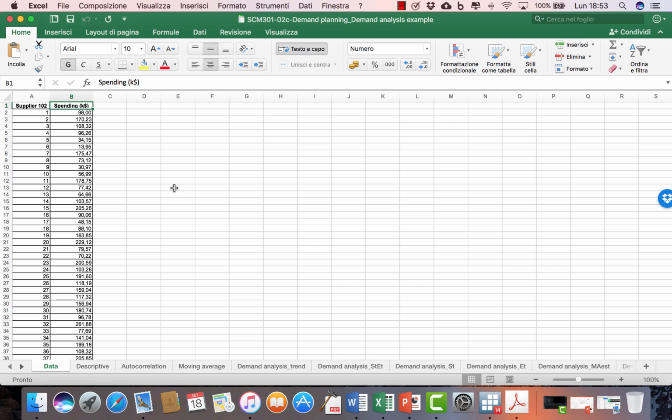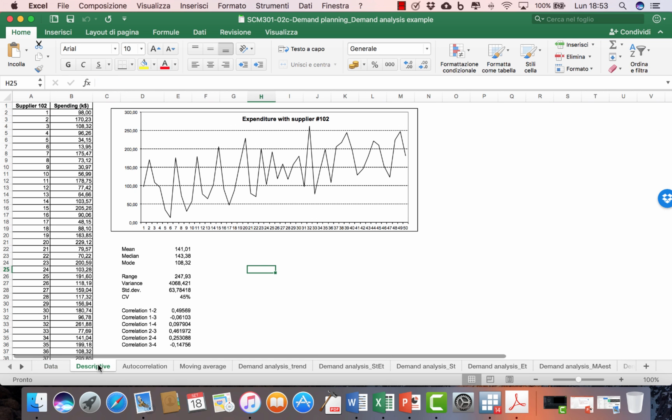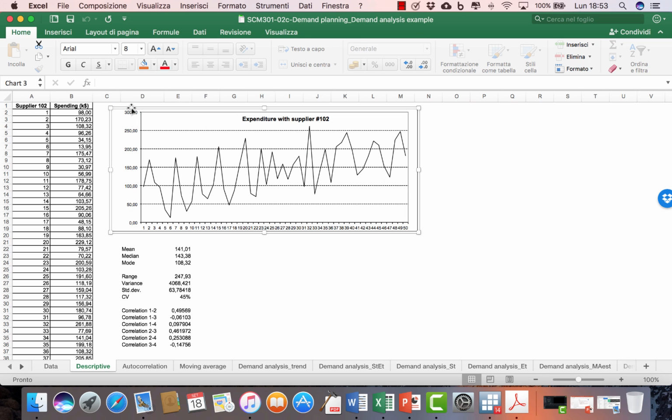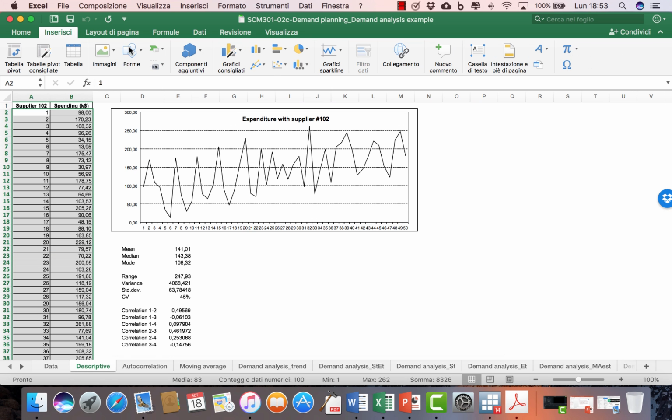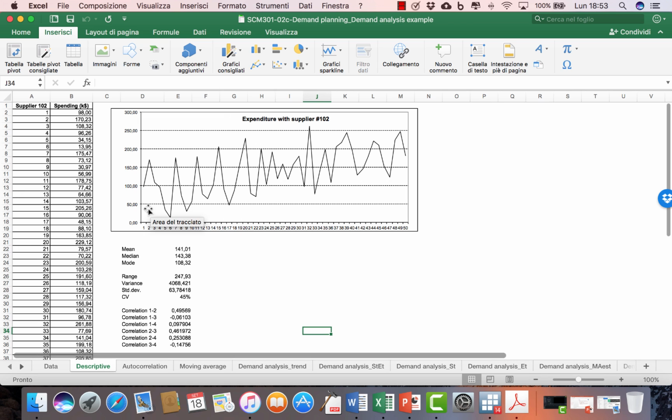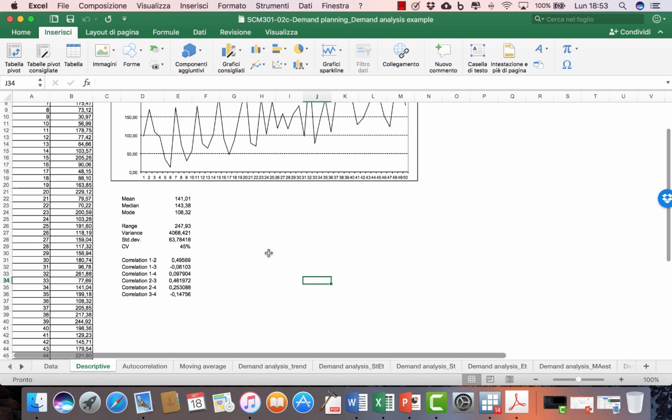Let's try to give some descriptive statistics. As you can see here, for example, a visual representation of data. You just highlight this, and you make insert graph, and you just display each period and the value of the spending. Okay, so this is a visual representation, and you see the trend of the spending over these months. Then you can calculate the different variables that we have seen.